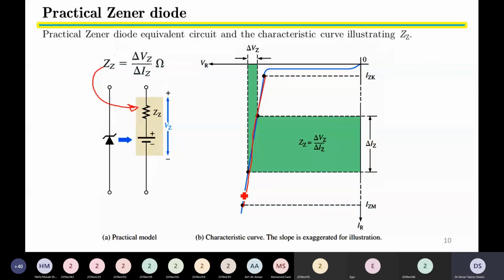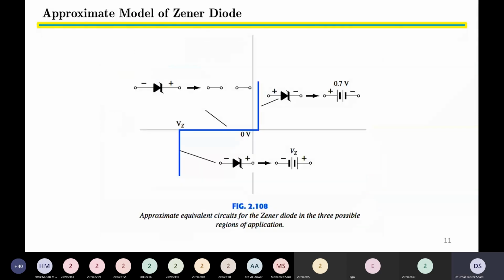However, there are times when we can altogether ignore the dynamic resistance, and that takes us to the approximate model of the Zener diode. Here we do not take the dynamic resistance, we do not take the slope, and we see that in this diagram, again, it is the VI characteristic. On the x-axis, we have the voltage. On the y-axis, we have the current.